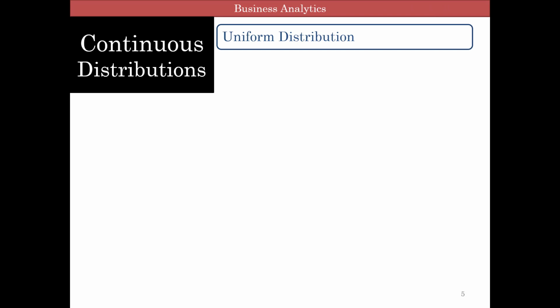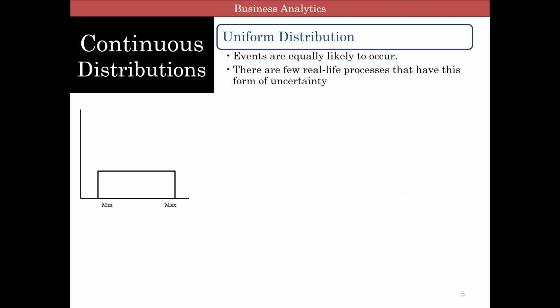The next continuous distribution which we are going to look at is uniform distribution. Uniform distribution is a rectangle, and here we are assuming that events are equally likely to occur between the minimum and maximum values. Outside the minimum and maximum values, the probability of getting that event is 0. But inside this, it is the same probability.